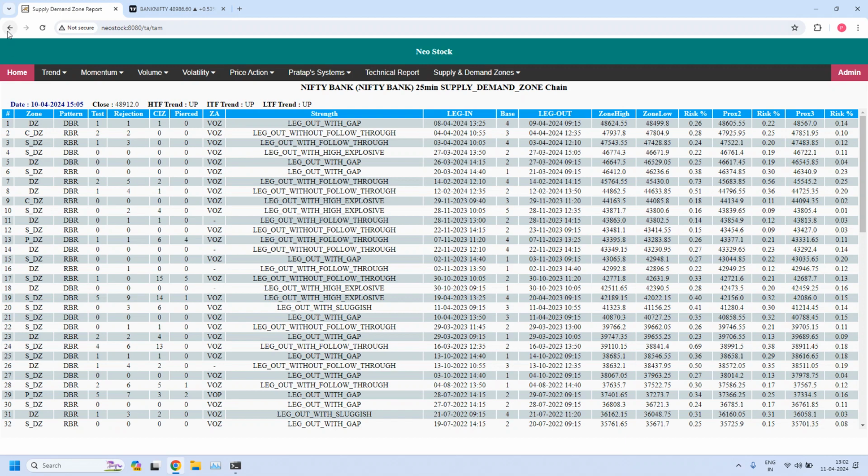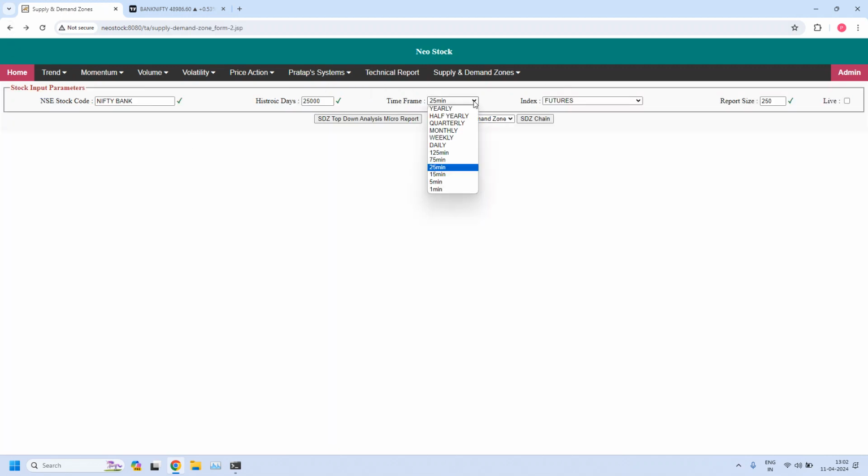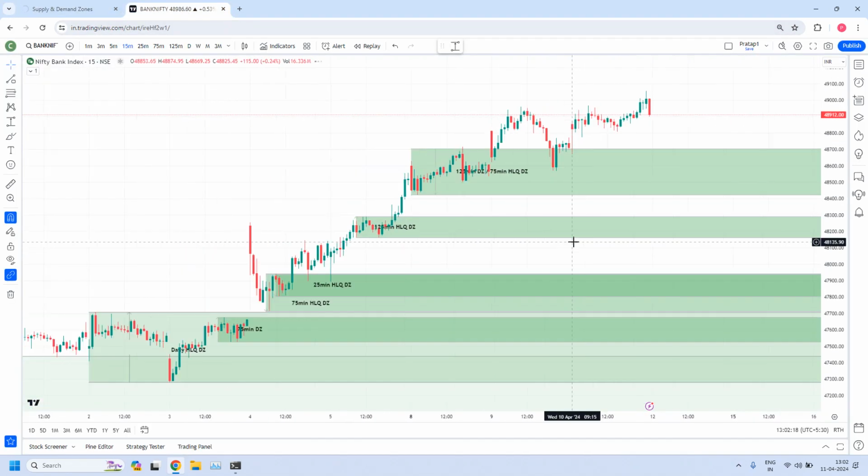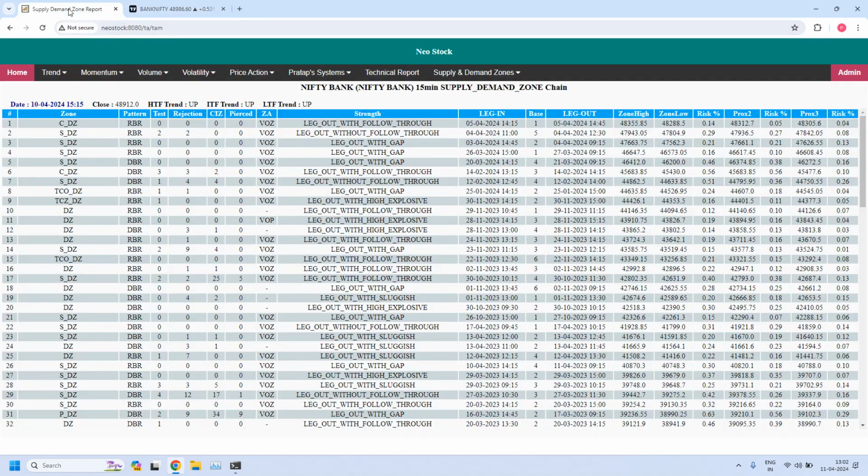Now I am changing the time frame to 15 minutes. Let me generate 15 minutes zones, and here also changing the time frame to 15 minutes. Okay, see, in 15 minutes continuously we have 6 high liquidity zones. Not 6, 7. The 8th one is also high liquidity, low priority. The 9th one is also a high liquidity zone. Continuously you have 9 high liquidity zones.